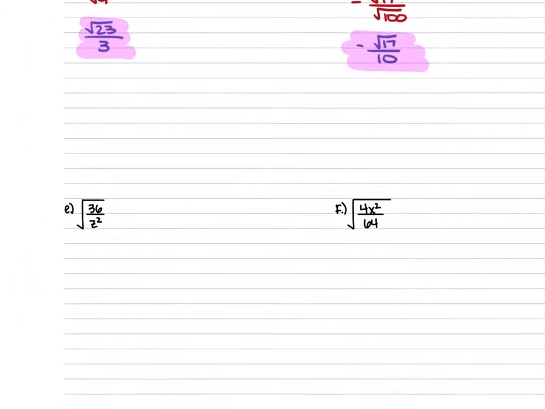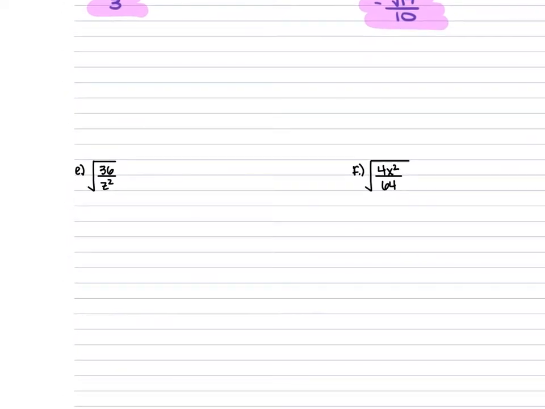For example E, we have the square root of 36 over z squared. So this one is the same thing as saying the square root of 36 over the square root of z squared. Anytime you have the square root of 36, it's always going to be 6. The square root of x squared, z squared, anything squared cancels out. So it's just over z. So 6 over z.